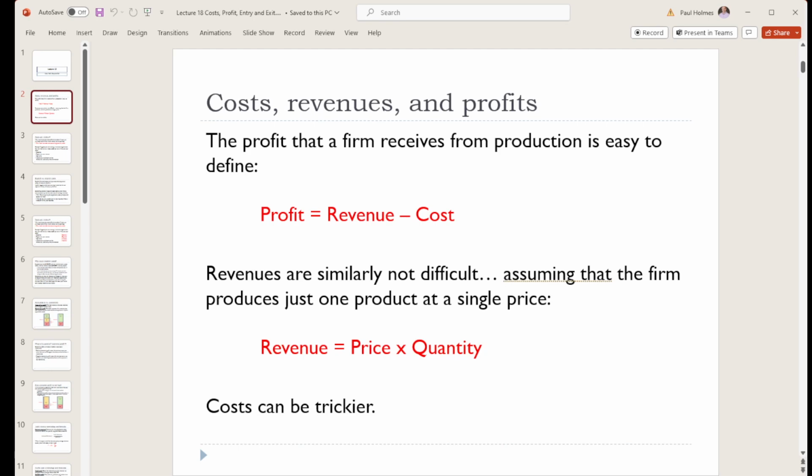The revenue side of things is always going to be pretty easy, because we're almost always just going to be thinking about a firm selling a single product at a single price. Then we can count our revenues just as the number of things that we sell times the price we sell them at, price times quantity. The costs, though, can be a little bit trickier.